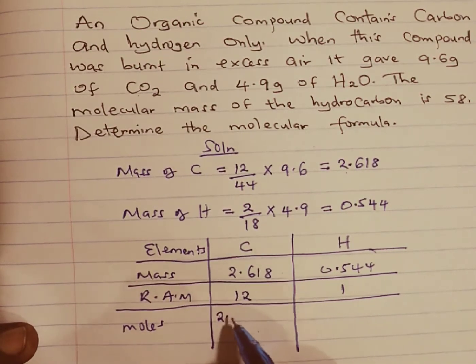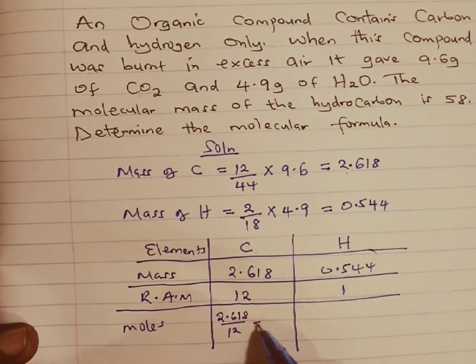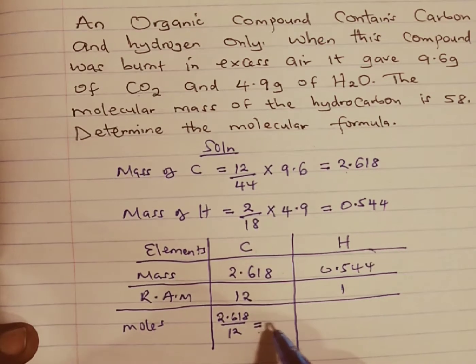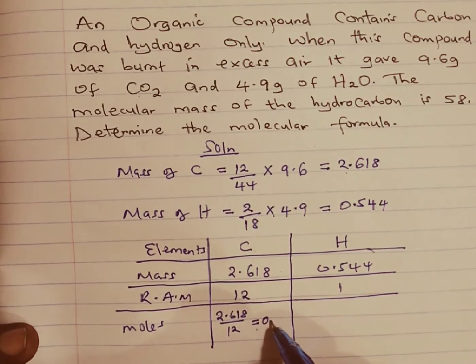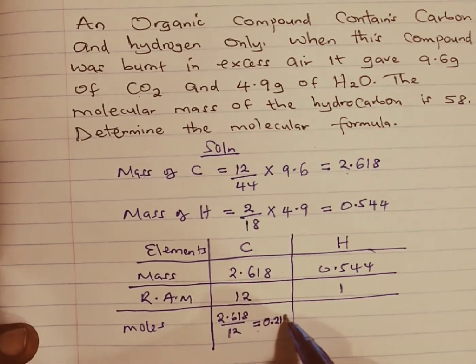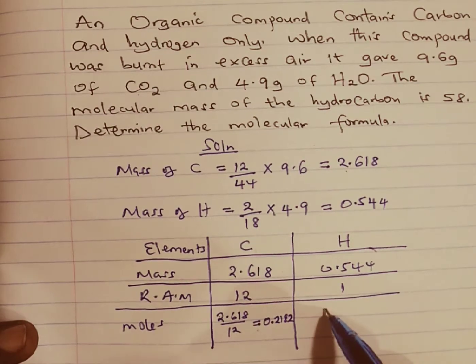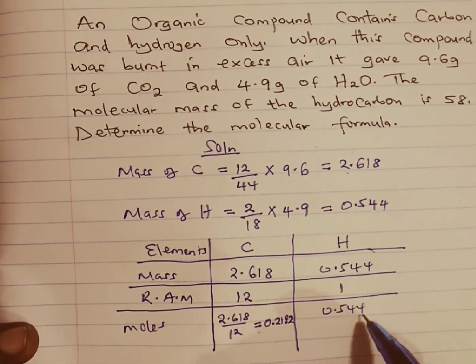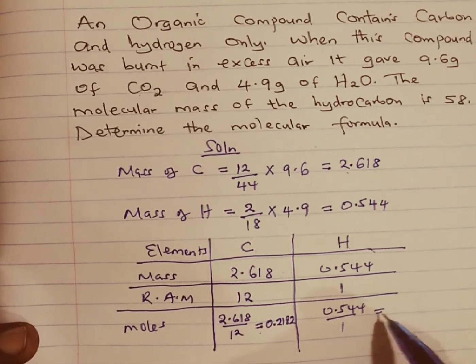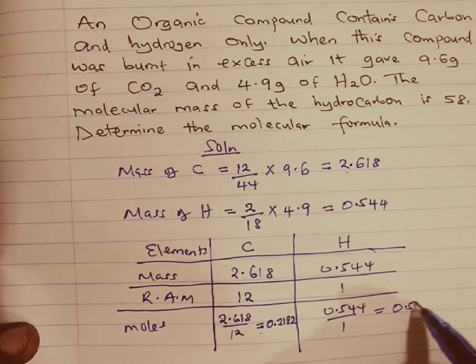So if you take 2.618, you divide by 12, this one will be equal to 0.2182, and if you take 0.544, you divide by 1, this gives us 0.544.